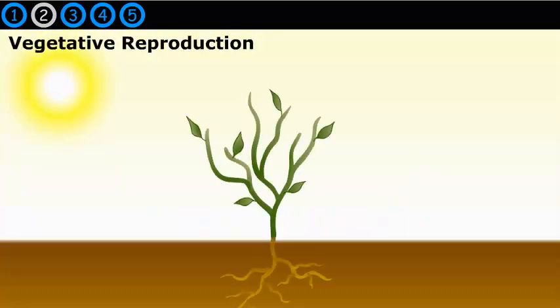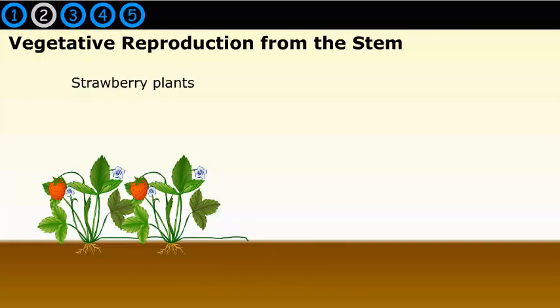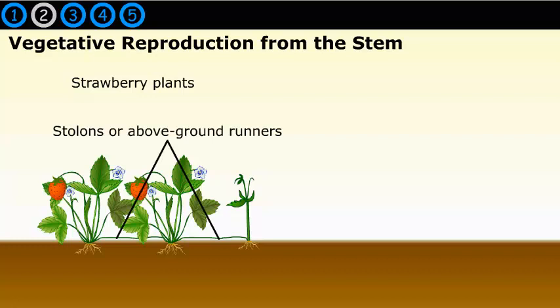The vegetative organs of a plant are its roots, stems, and leaves. One example of vegetative reproduction involving a plant's stem is seen in strawberries. Strawberry plants produce horizontal stems above the ground from which roots and new plants can grow. Such stems or runners are called stolons.